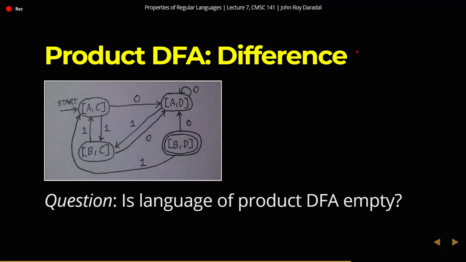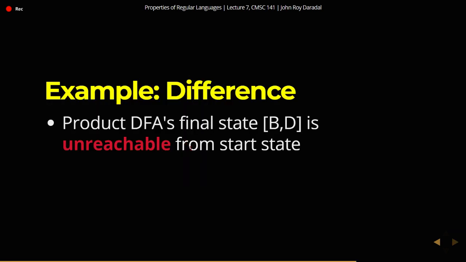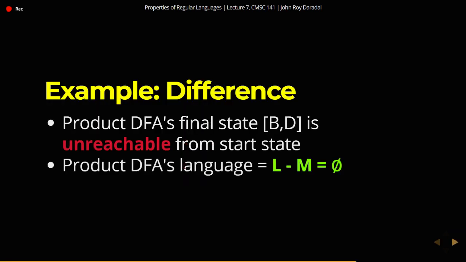Now, is the language of this product DFA empty? We've actually seen this one earlier, and it is indeed empty because the only reachable states are AC, BC, and AD. BD is unreachable, and since it's the only final state, the language of this product DFA is empty. So L minus M is actually empty.